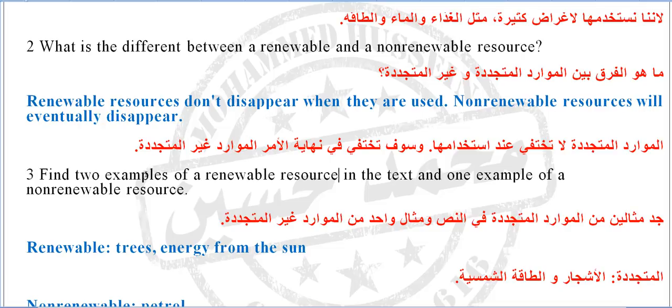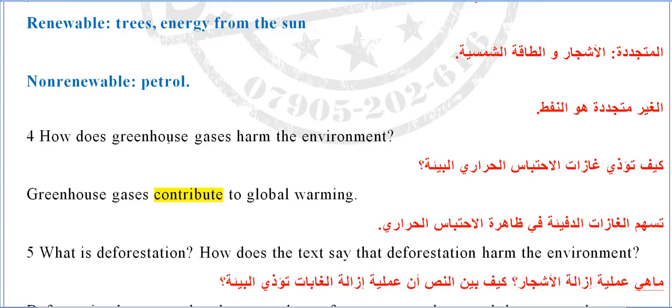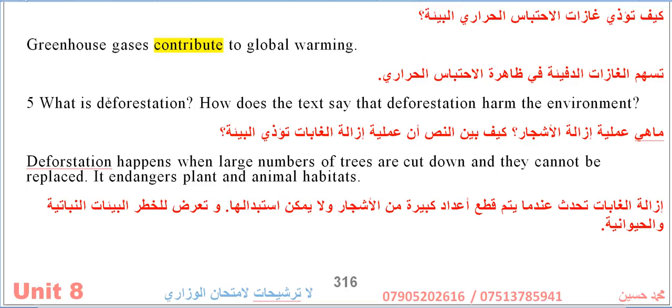Find two examples of a renewable resource in the text and one example of a non-renewable resource. Renewable: trees, energy from the sun. Non-renewable: petrol. How do greenhouse gases harm the environment? Greenhouse gases contribute to global warming. What is deforestation? How does the text say that deforestation harms the environment? Deforestation happens when large numbers of trees are cut down and they cannot be replaced. It endangers plant and animal habitats.